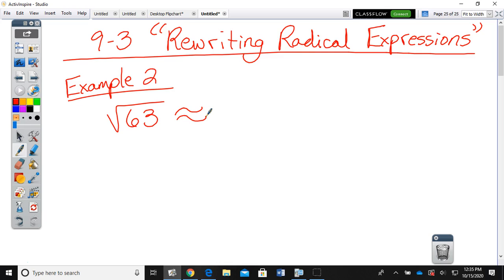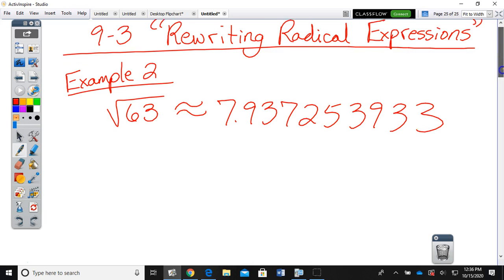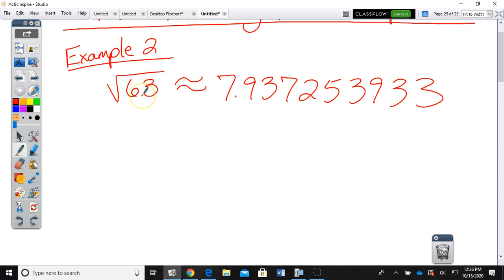7.937253933. Exactly. It's impressive. Okay. So, why did it stop? Because you ran out of room on your calculator. This is the rounded version. Sometimes it will say, leave your answers in radical form, and most of the time it says simplest radical form. So when it does that, we have to leave it with a radical on it, and the reason we do that is so we don't have to round.